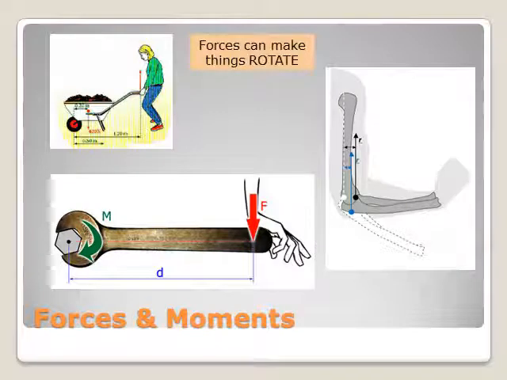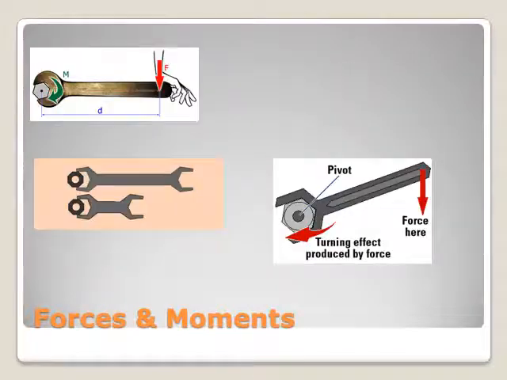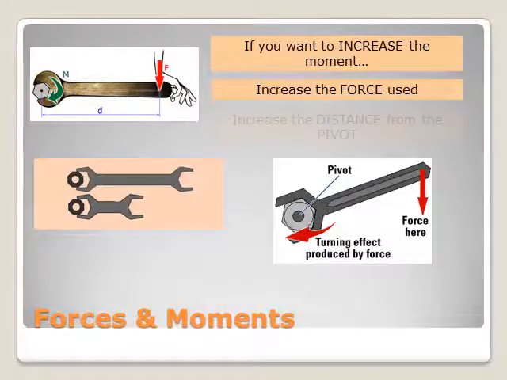A force can make things turn or rotate. Now we can measure how much turning effect a force will give you, and the turning effect of a force is called its moment. If you want to increase the moment, how much turn a force gives you, you've two options. Increase the force, so if you push or pull harder, you'll get a greater moment. But you can also increase the distance of the force from the pivot.